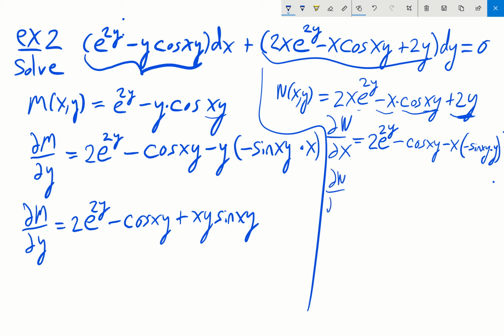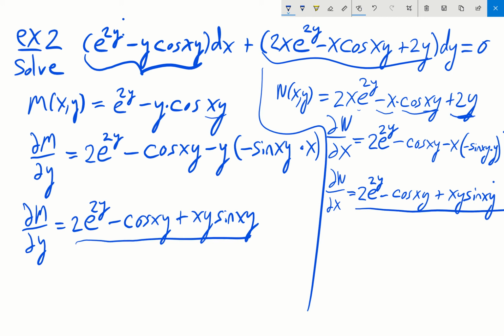So we find that the partial of N with respect to x is 2e to the 2y minus the cosine of xy, and then this becomes a plus xy sine of xy. Quick inspection, we see that these two partial derivatives are indeed equal. So because the partial of M with respect to y is equal to the partial of N with respect to x, that means that we do indeed have an exact differential equation. So that proves exactness.